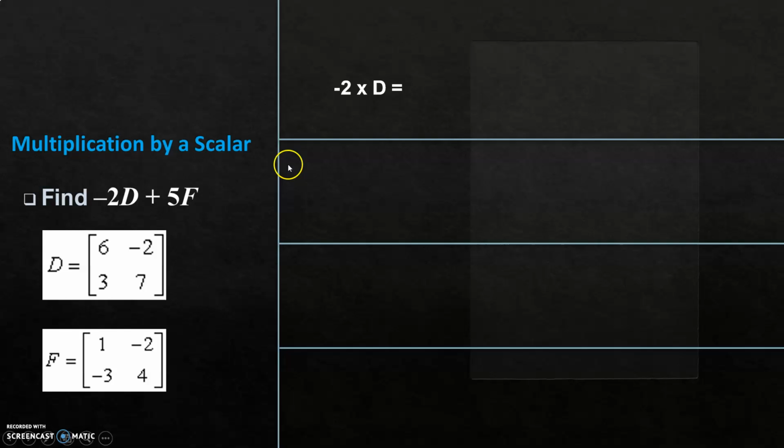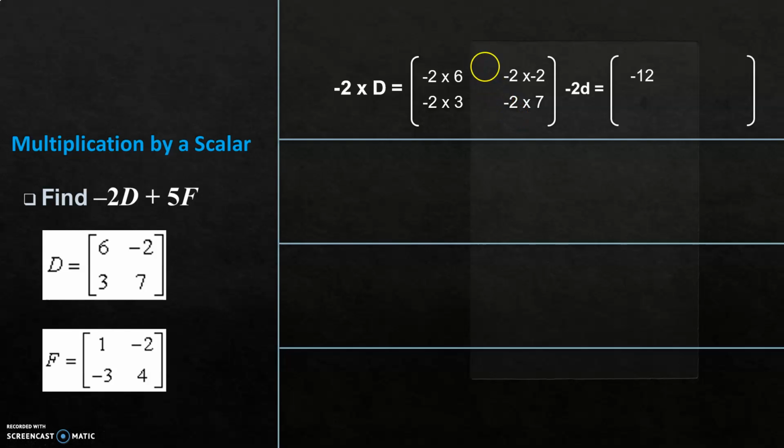First we need to find minus 2 into D. Minus 2 into matrix D is equal to minus 2 into 6, minus 2 into minus 2, minus 2 into 3, minus 2 into 7. Take the product: minus 2D is equal to minus 12, plus 4, minus 6, minus 14.